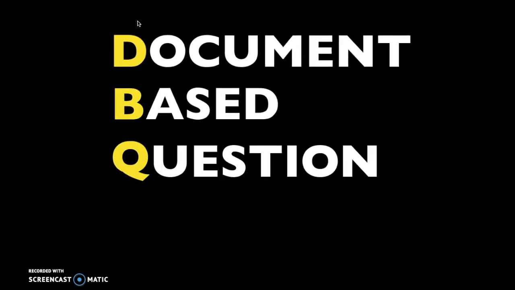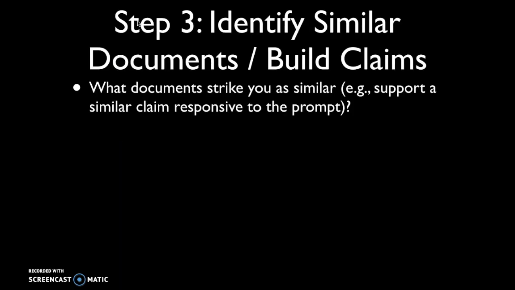Welcome back to the second video on the DBQ. In the first video, we discussed how to read and analyze the prompt, and then how to also read and annotate the various documents. In this video, we'll be describing how to group those documents together and then to form claims. So as you're reading the documents and annotating the documents, in the back of your mind, you should be thinking about, all right, which one of these documents strike me as similar?